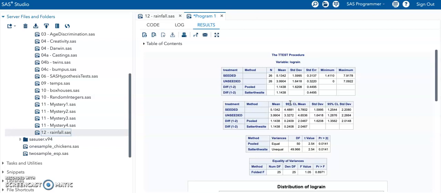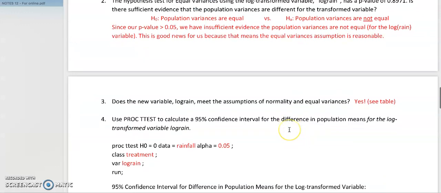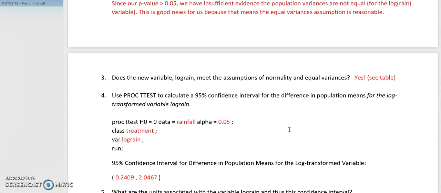And at this point, we're just going to go ahead like we did when we first started looking at confidence intervals. I want a confidence interval for the difference between the seeded and the unseeded clouds. So I'm going to go right down here under 95% CL Mean on this first row that says Diff, and this is going to be my confidence interval. 0.2409 on the lower end and 2.0467 on the upper end. So I could write that out.